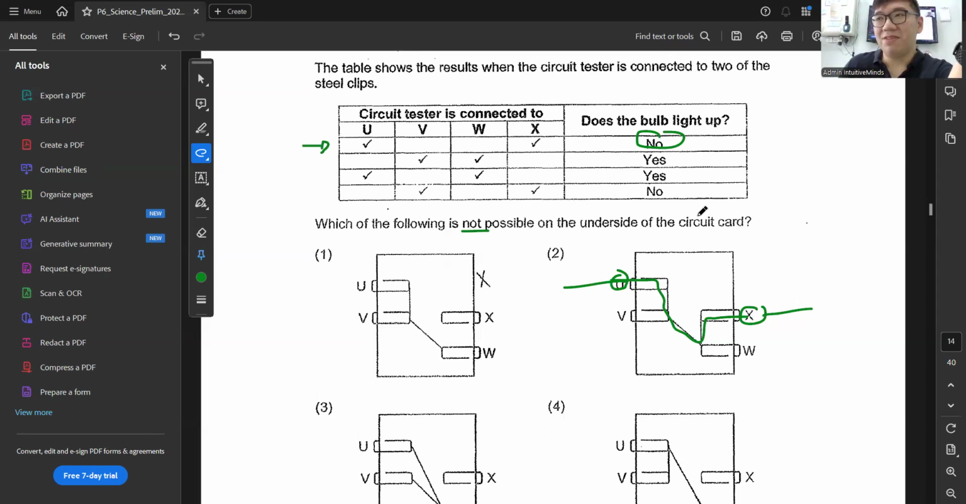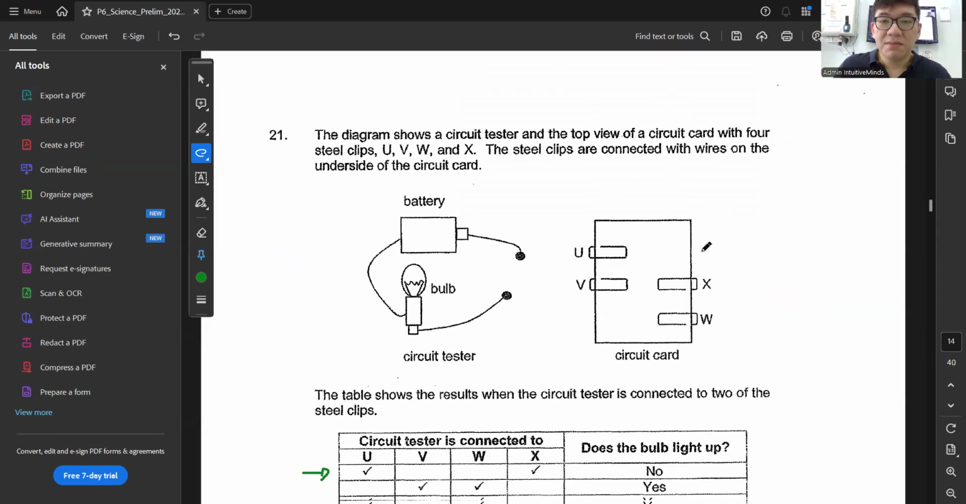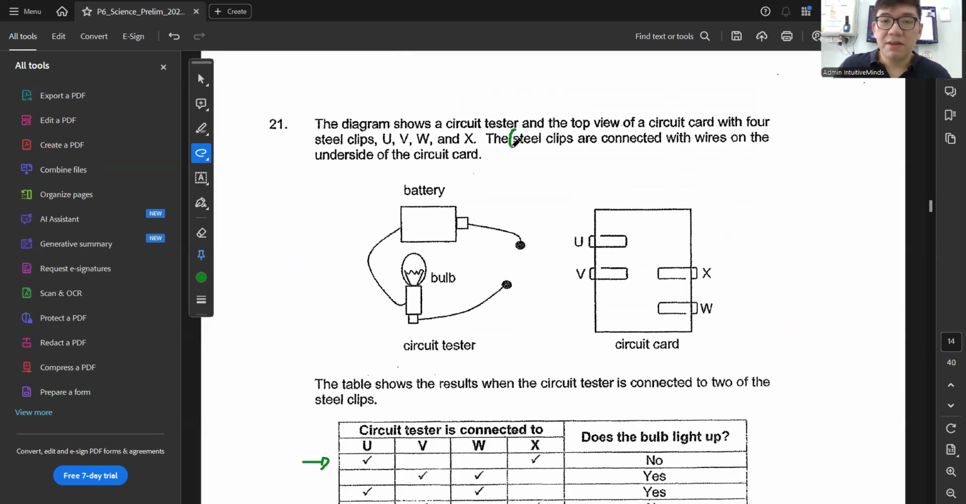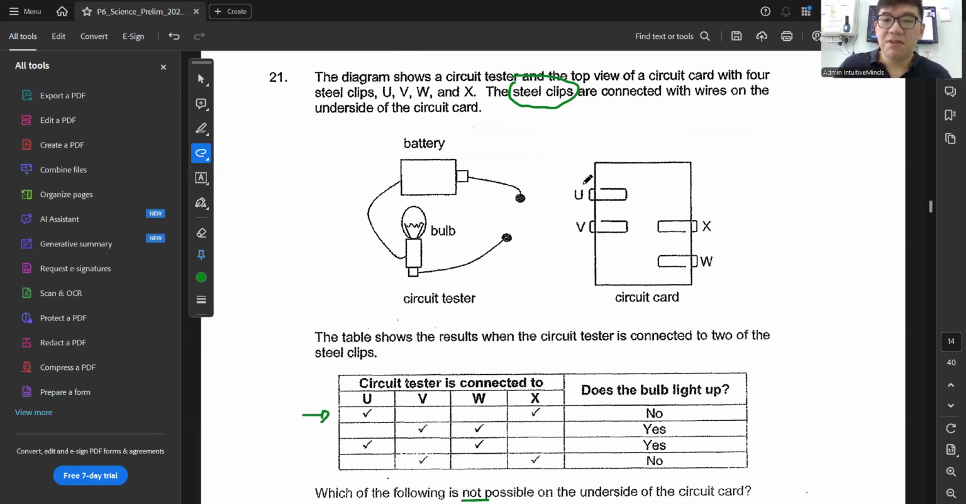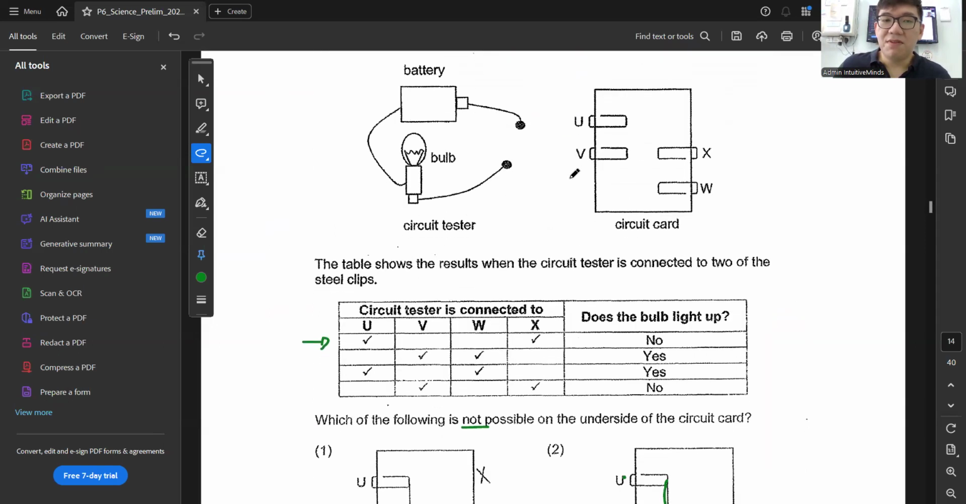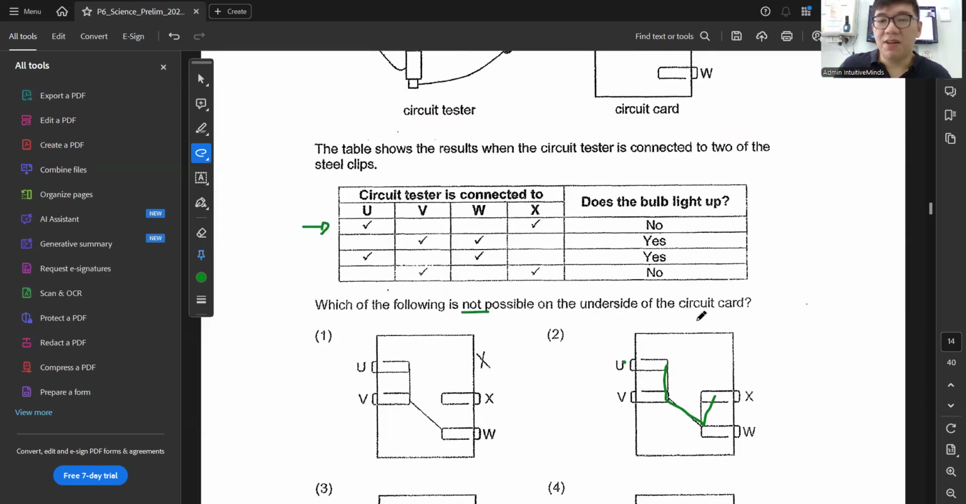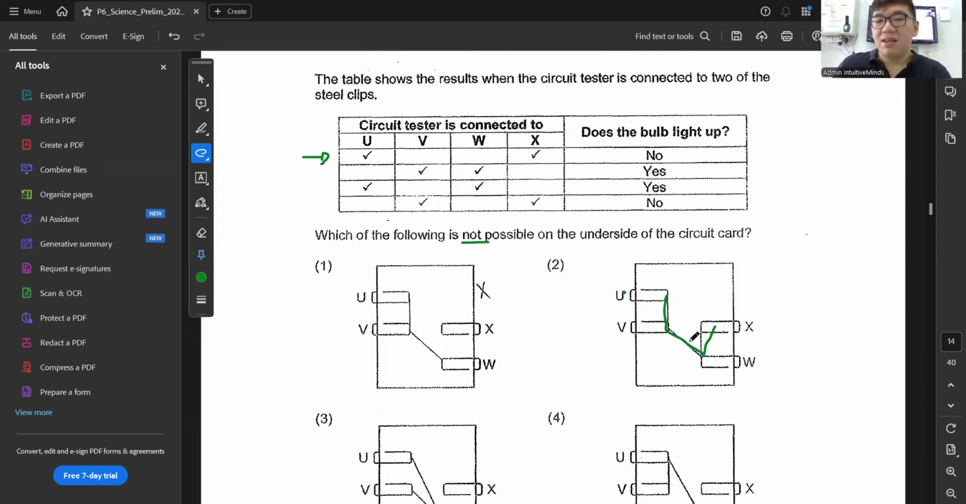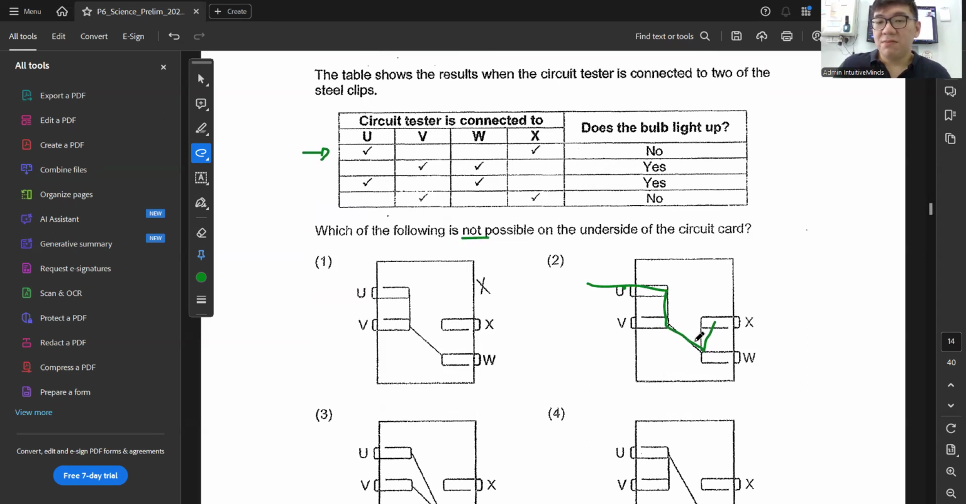That's how you interpret it. U and X have to be connected. They are connected with a wire. Yes, but they were connected with other plates. It doesn't matter, because it had to be connected straight away. You see this? Steel clips. All of them are conductors of electricity. So long as you have a direct connection, it's correct.